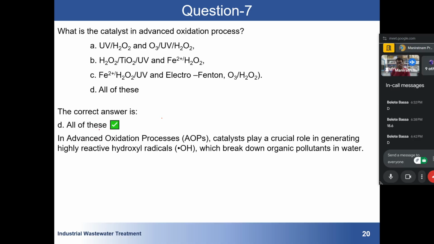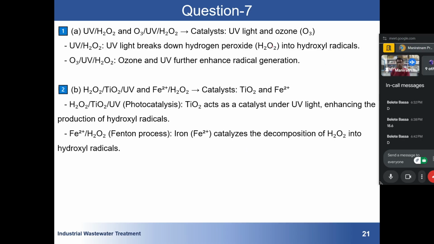The correct answer is D. In an advanced oxidation process, catalysts play a crucial role in generating highly reactive radicals which break down the organic matter. Catalysts, UV light and ozone are the catalysts here. UV breaks down hydrogen peroxide into hydroxyl radicals, and ozone and UV further enhance the radical generation. So there is first a breakdown of H2O2 into OH radicals, and to enhance the process, UV and ozone increase the overall efficiency.